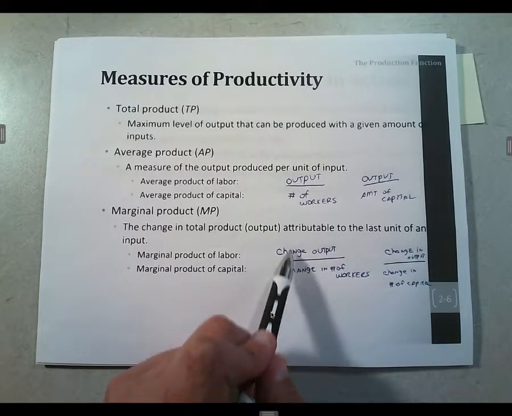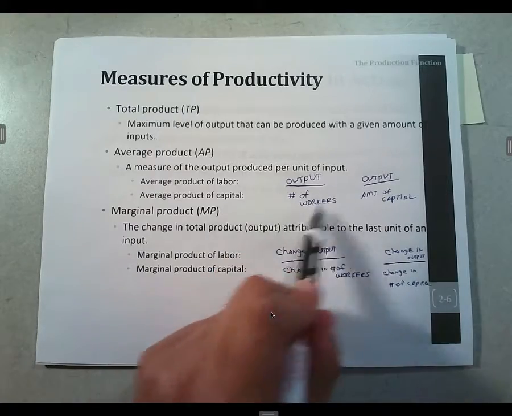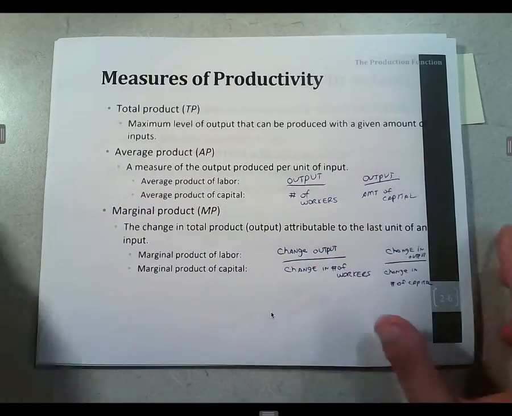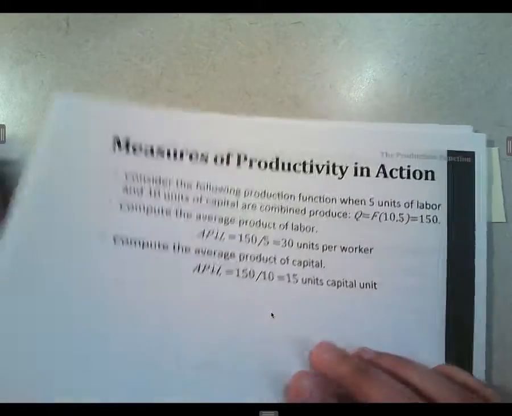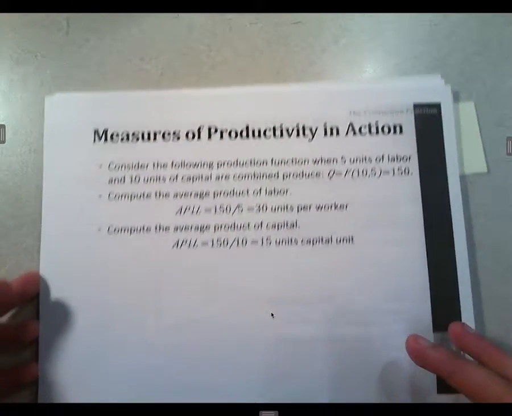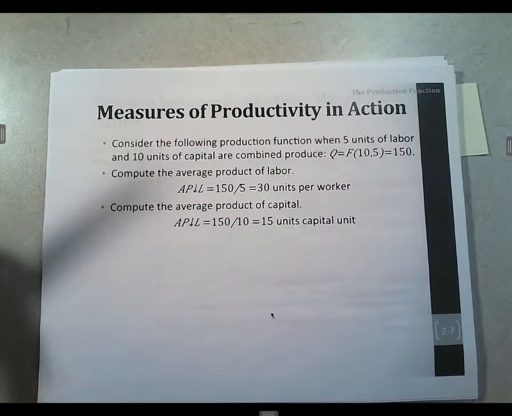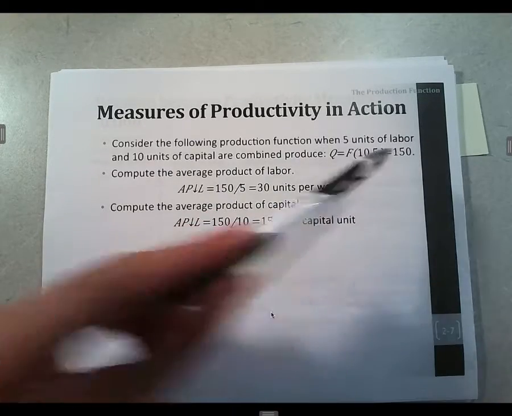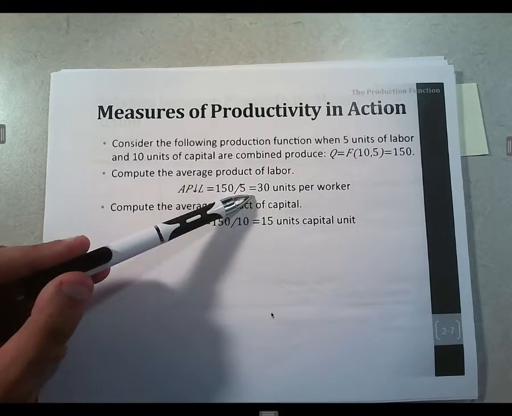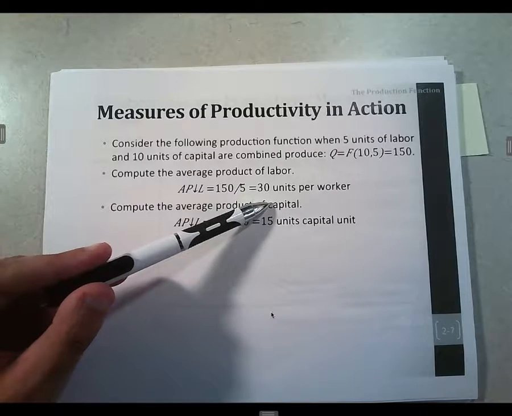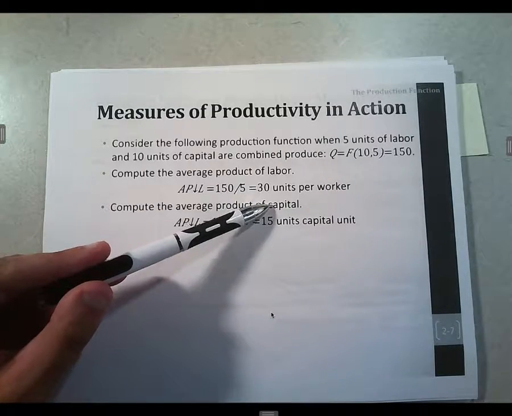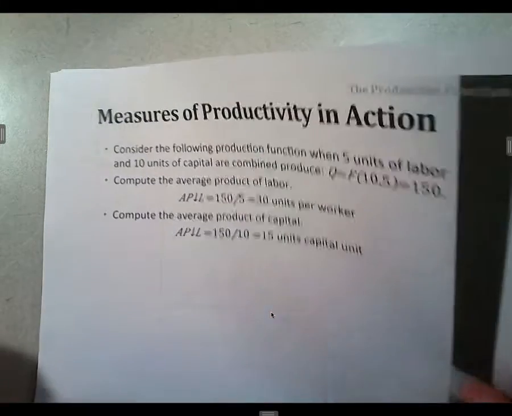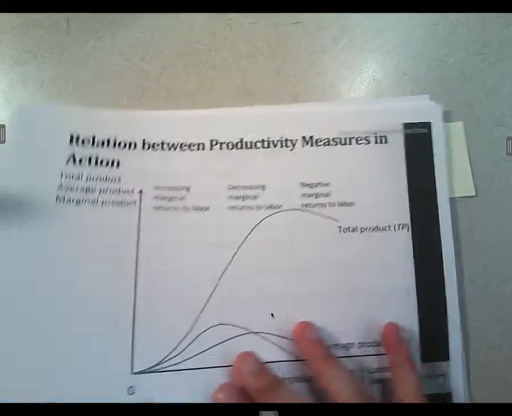This is focused on the change amounts. This is focused on total amounts, which are derived from that. Okay, so we could obviously do a very easy function: if I had 5 units of labor and I produced 150 units, then 150 divided by 5 is 30. That would be my average product of labor. I could do the same for capital items as well.